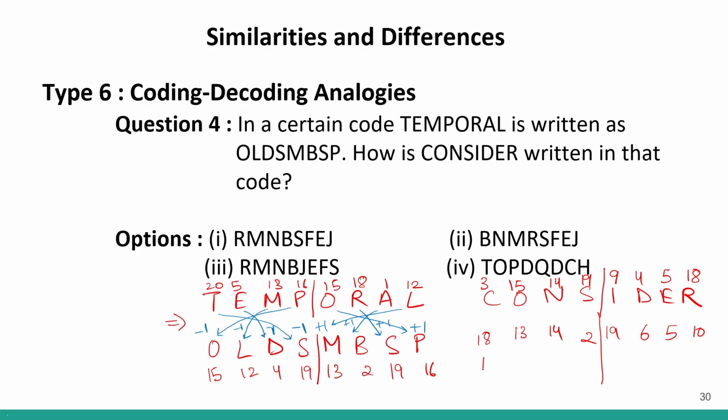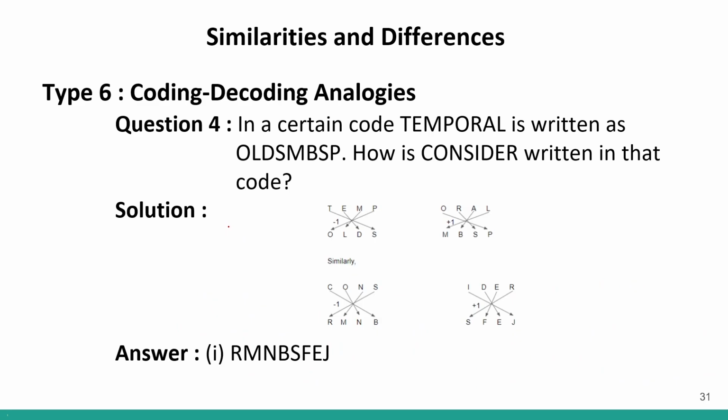So at 18th position we have R, at 13th position we have M, at 14th position we have N, second position is B, at 19th position we have S, then F, then E, then J. So our code will be RMNBSFEJ, which is in option number 1. So option number 1 will be the correct answer.